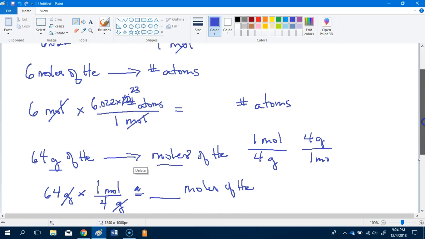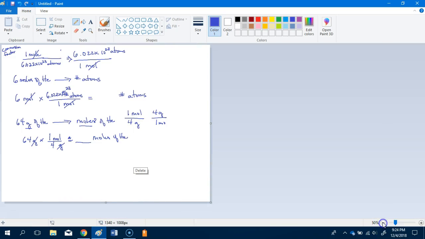So in the big grand scheme of things, you are going to put the unit on the bottom that you wish to cancel out to give you whatever unit is left. So I hope this clarifies what you're going to put on top and what you're going to put on bottom.